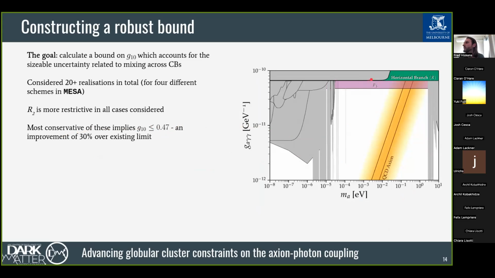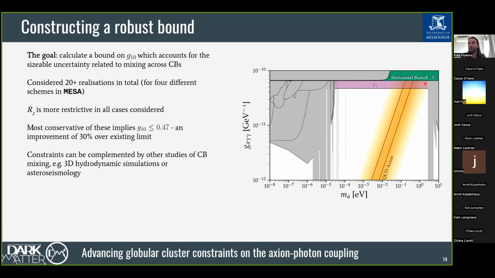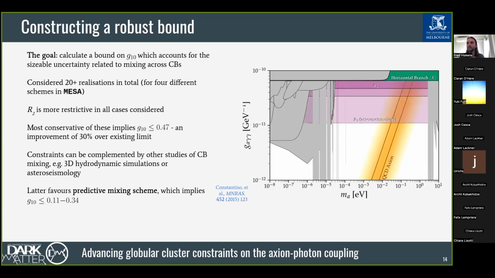And this is nevertheless an improvement of about 30% over the existing horizontal branch constraint. That being said as well, the constraints we developed can be complemented by other studies of convective boundary mixing, for example, 3D hydrodynamic simulations, and there's been some work done there recently, or asteroseismology. And in particular, the latter, asteroseismology, favors one of the schemes we used, the predictive mixing scheme, and the limits from this scheme were between 0.11 and 0.34.